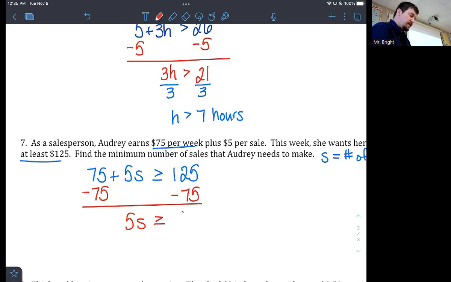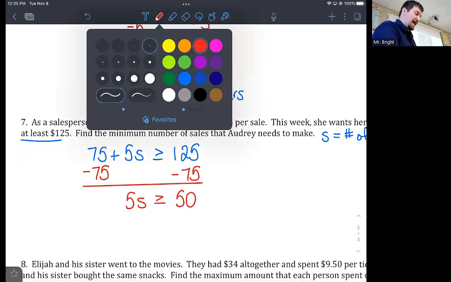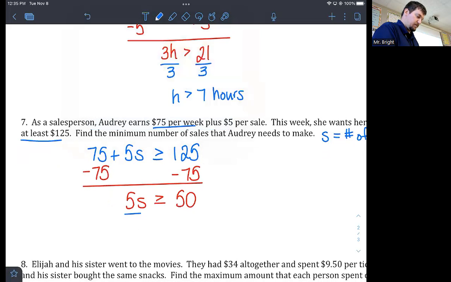50. Okay. That means that if you take away the $75 she's already going to make no matter what, she needs to sell $50 worth of things. Well, she makes $5 per sale. Then Jade, if you divide both sides by 5, that means she would sell how many things? How many sales would she have?